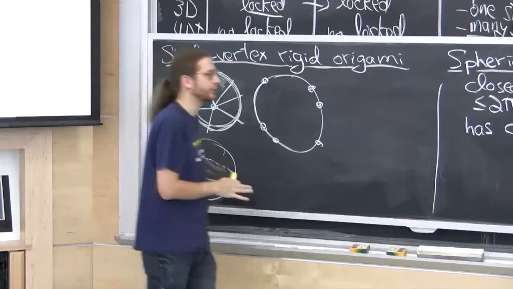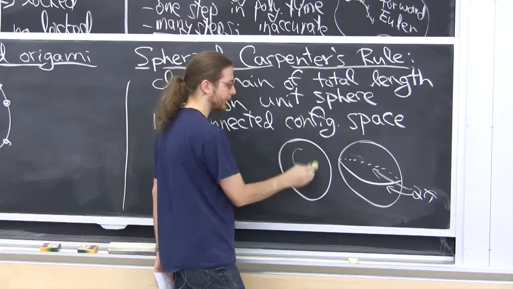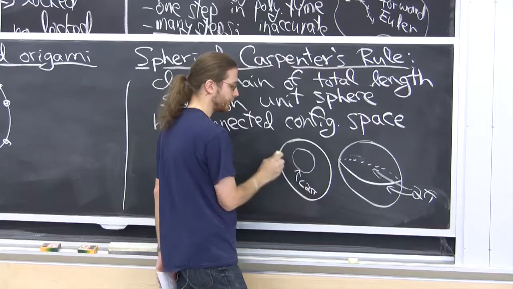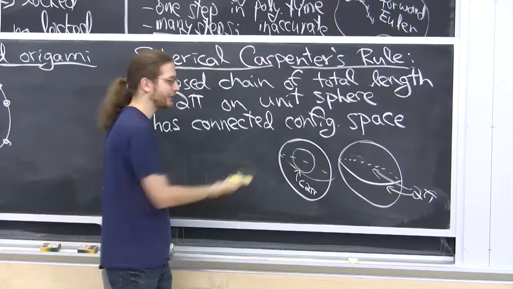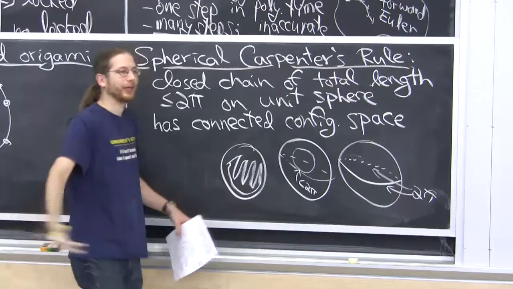Life is good. The reason you want it to have length at most 2 pi is because then you actually do have a convex configuration. In the case of 2 pi, it lies along the equator. If it's smaller than 2 pi, it'll be like some smaller portion. This would be less than 2 pi on the sphere. If it's greater than 2 pi, you can't draw it convexly on the sphere. I could draw something like this. It'll have really long length on the sphere, but there will be no way to convexify it. You get stuck at some point.